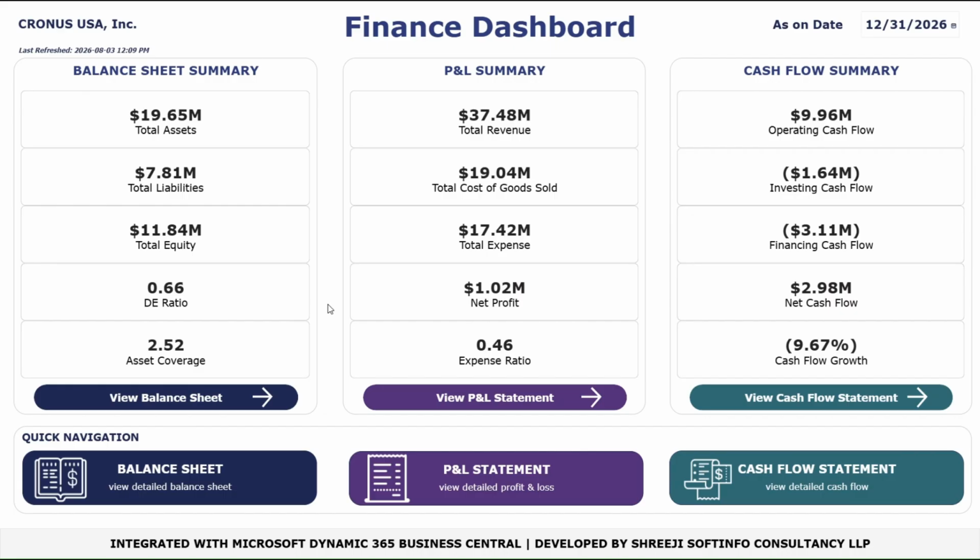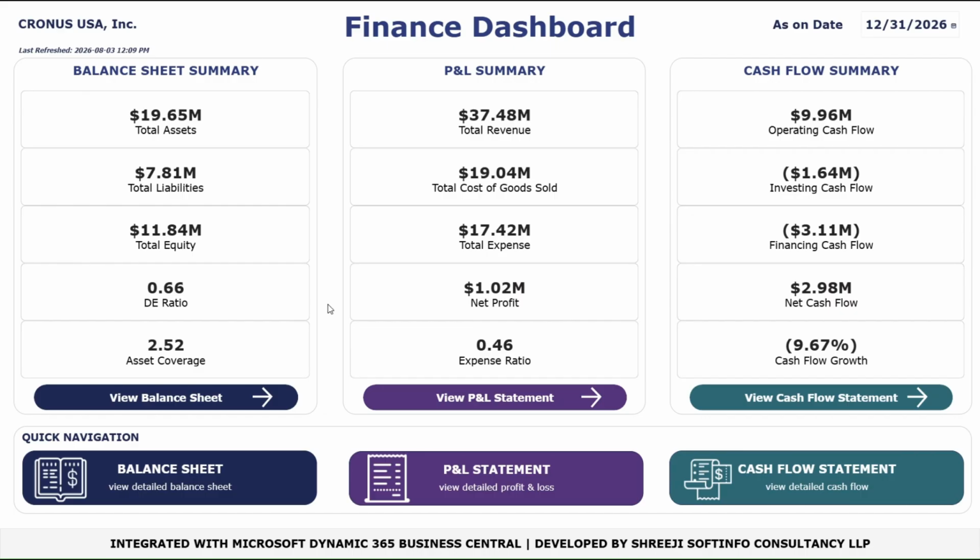Now let's explore the Finance app, developed by Shreeji SoftInfo Consultancy LLP. The Finance app is a comprehensive financial analytics solution built on Microsoft Power BI and seamlessly integrated with Microsoft Dynamics 365 Business Central. Designed for finance professionals, accountants, business owners, CFOs, and executives, the application transforms complex financial data into meaningful business insights through interactive dashboards and detailed financial statements.